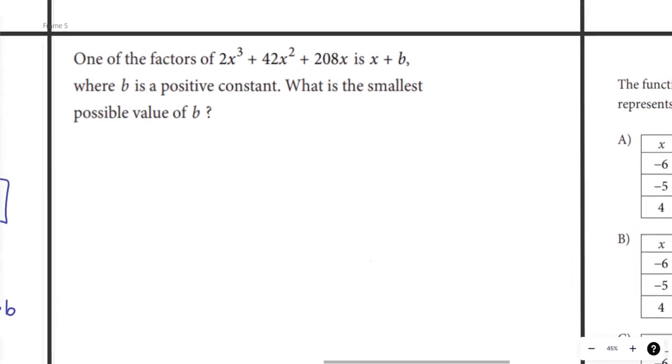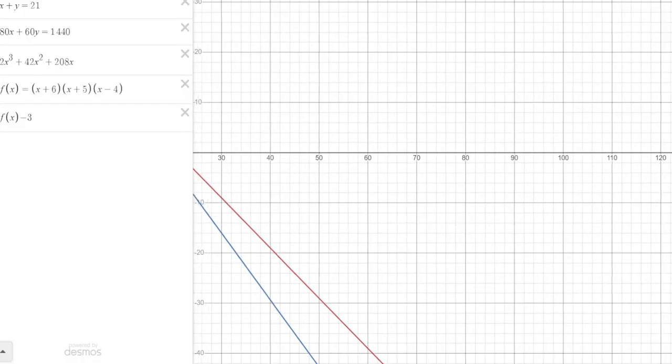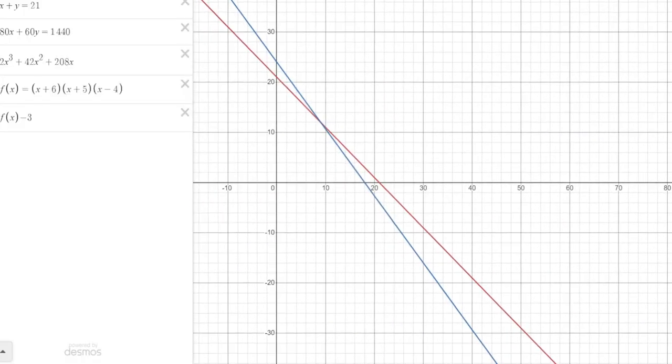Okay, another factoring question. It says that one of the factors of 2x cubed plus 42x squared plus 208x is x plus b, where b is a positive constant. What is the smallest possible value of b? Okay, so this one you can actually solve with graphing as well. I mean, you could factor this out, but I think it's much quicker to graph it, and so I'm going to paste in that graph for you guys to see.